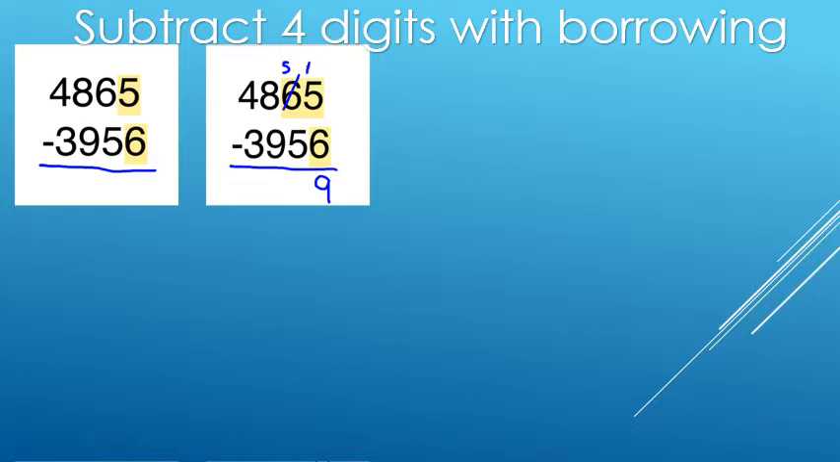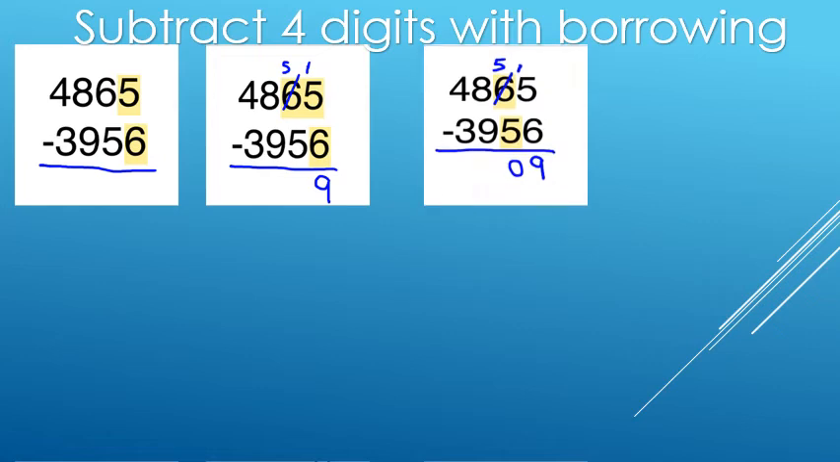Okay, after we subtract numbers in ones place value, now we go to the numbers in tens place value. We have 5 minus 5. So the answer will be 0. Then we move to the numbers in hundreds place value. We look for 8 minus 9.